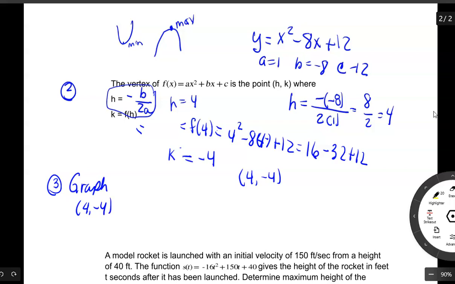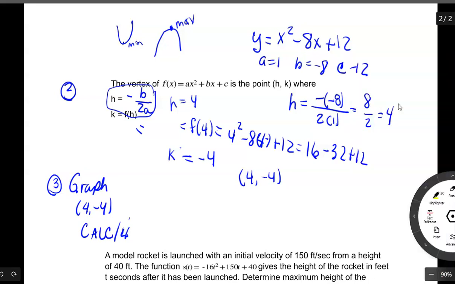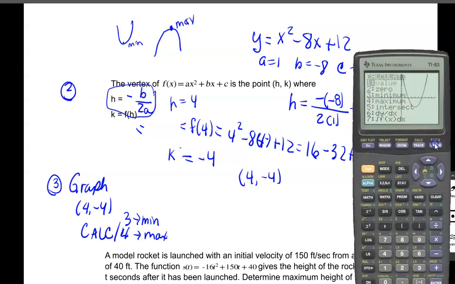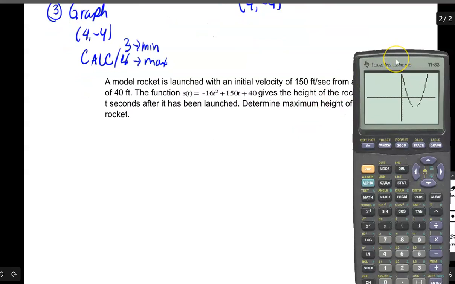And so I'm just going to write the notes here. That was using calc. And then number 3 or 4, depending on if you're looking for the min or the max. We were doing the minimum, so that was number 3. If this was one that opened down, we'd be looking for the max, and that would be number 4. And then left side, right side, hit enter one more time, and that will tell you what that point is. Okay, so we've had 3 different ways to find the vertex.